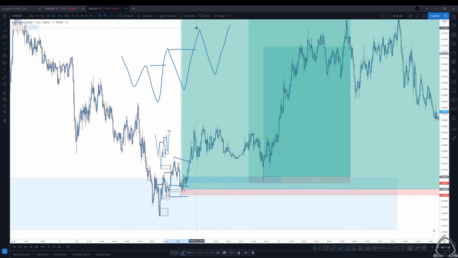And this is ultimately why I broke down my entry models to these few variations, because they're powerful, they're clean, and they're easy to understand. So I hope that was helpful.